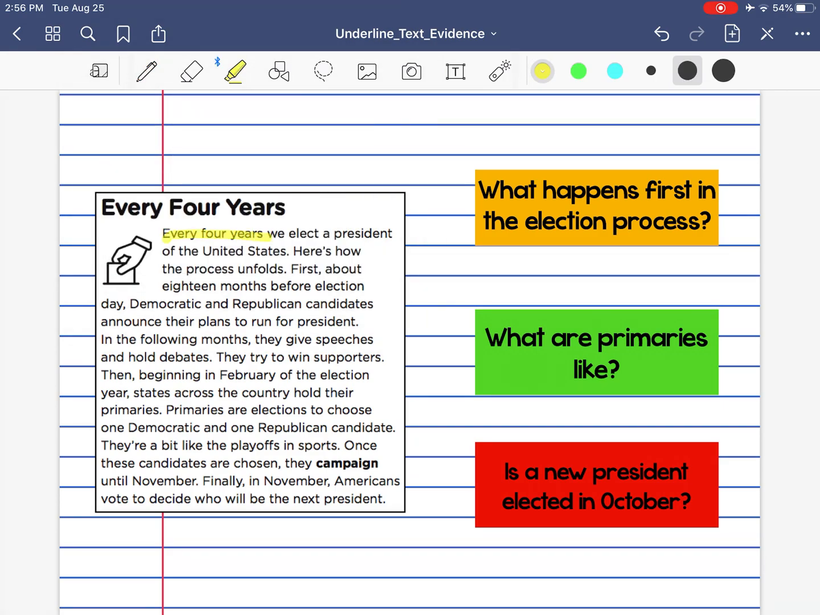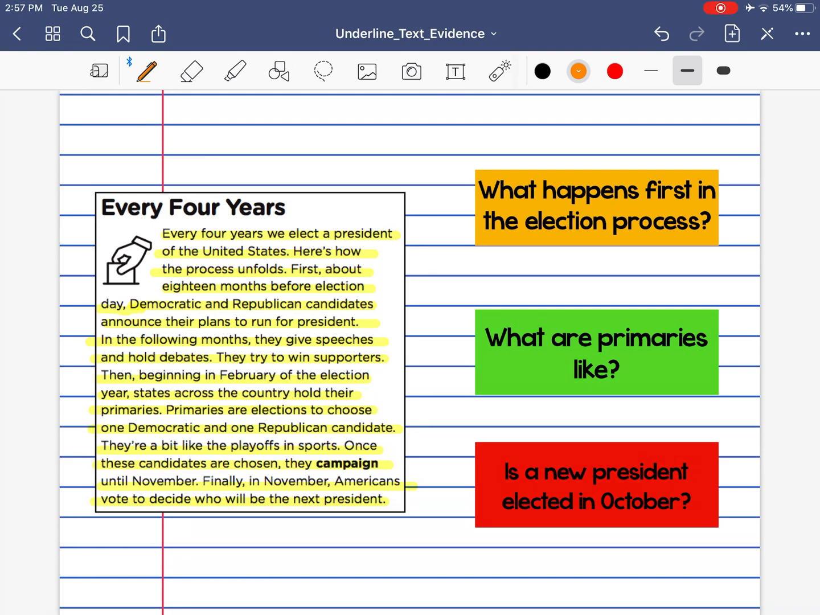Every 4 years, we elect a president of the United States. Here's how the process unfolds. First, about 18 months before the election day, Democratic and Republican candidates announce their plans to run for president. In the following months, they give speeches and hold debates. They try to win supporters. Then, beginning in February of the election year, states across the country hold their primaries. Primaries are elections to choose one Democratic and one Republican candidate. They're a bit like the playoffs in sports. Once these candidates are chosen, they campaign until November. Finally, in November, Americans vote to decide who will be the next president.